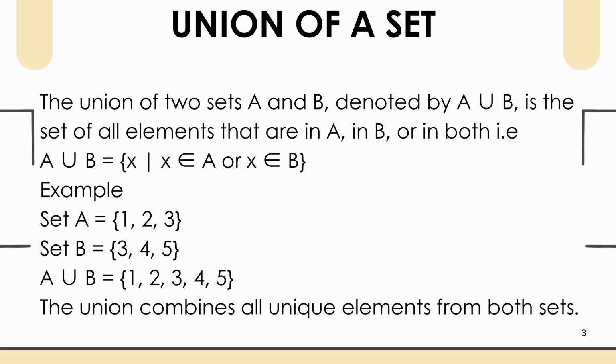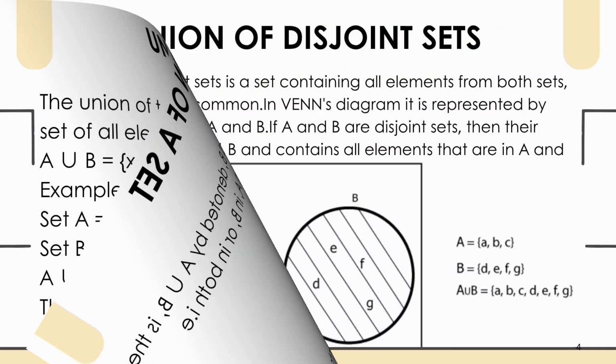Here is an example in which set A contains the elements 1, 2 and 3 and set B contains the elements 3, 4 and 5. So the union will contain the elements of both the sets: 1, 2, 3, 4 and 5. Like 3 is common in A and B, so this will be written only one time. Common elements will be written only one time, as elements in sets are unique.